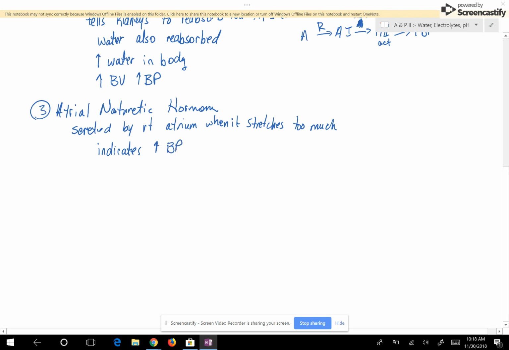And so how does atrial natriuretic hormone work? First of all, it's going to decrease your thirst. It works to block your thirst. And then it's also going to decrease the secretions of ADH and aldosterone, the 2 hormones that were talked about in number 1 and number 2.